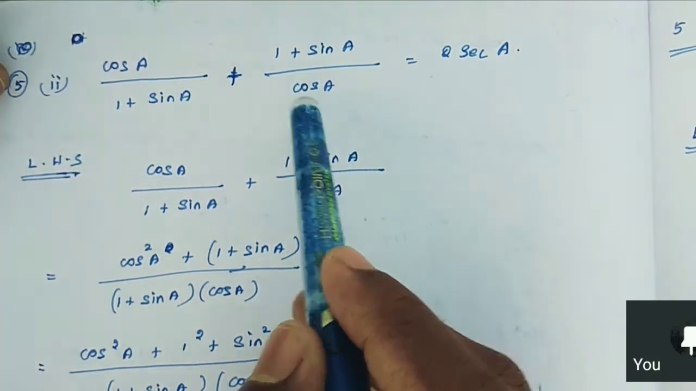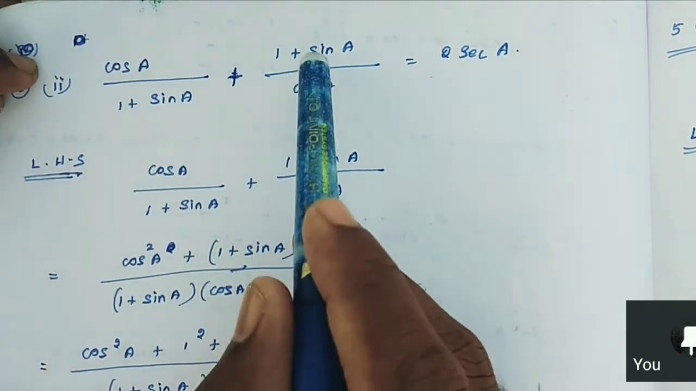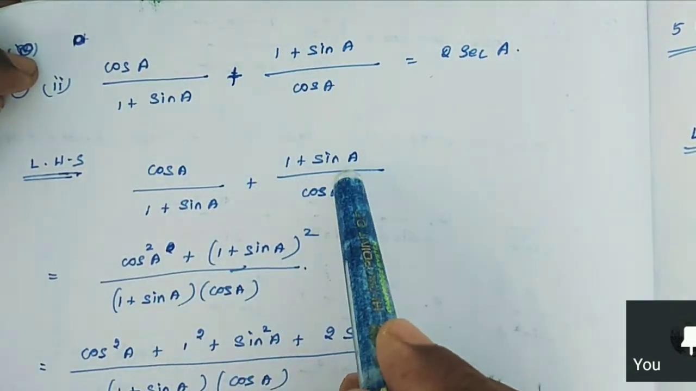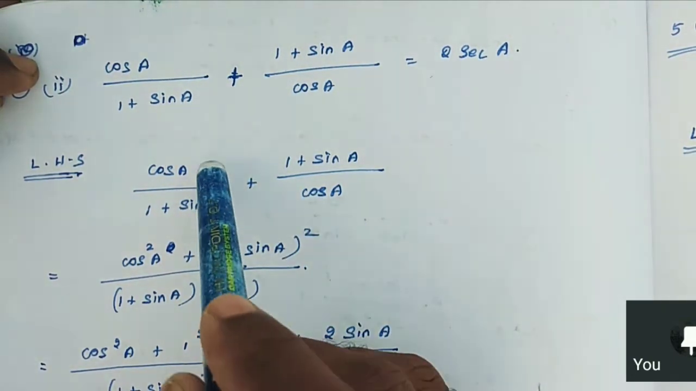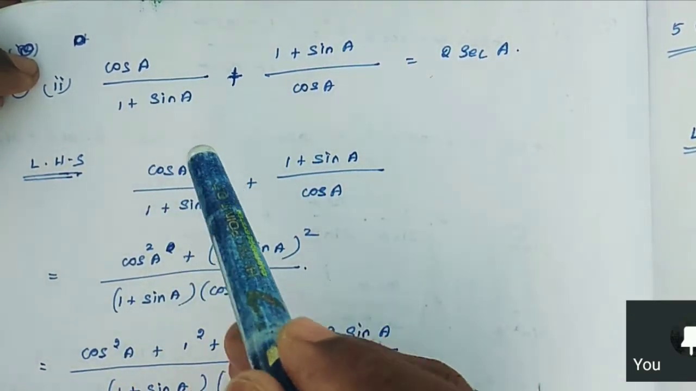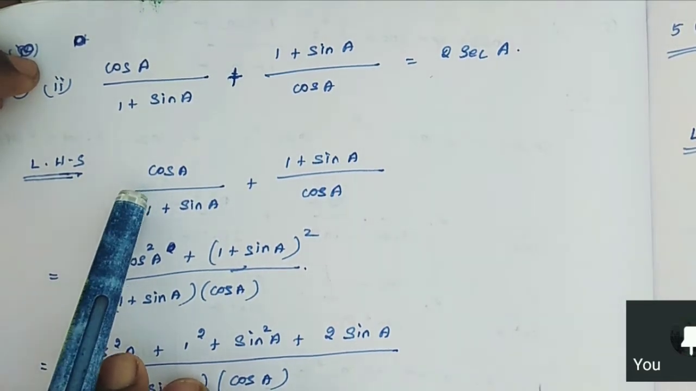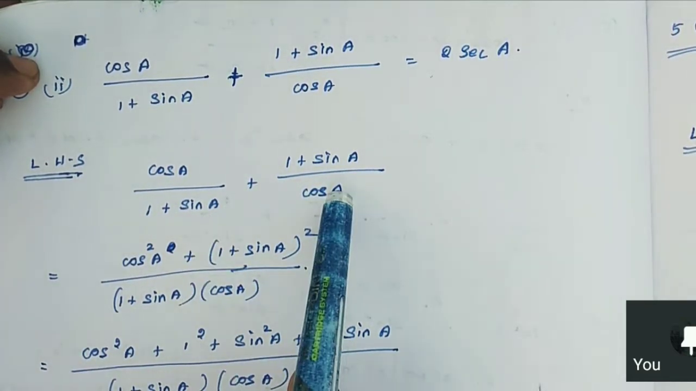Now we should take the left hand side. Here cos, here 1 by sine, 1 plus sine, cos. Whenever they give tan, secant, cosecant, we try to convert into terms of sine and cos. But here they have already given cos and sine. So what are we supposed to do? Very easy. Now it is addition. You should take the LCM.